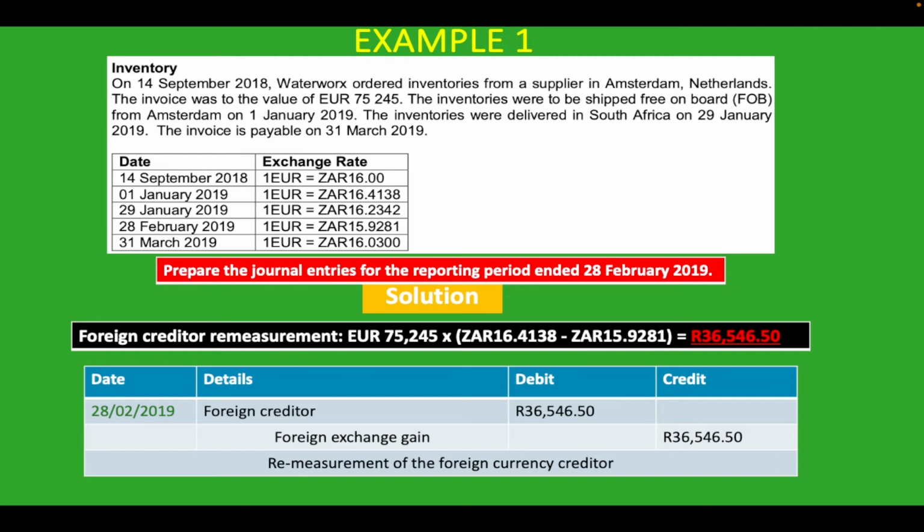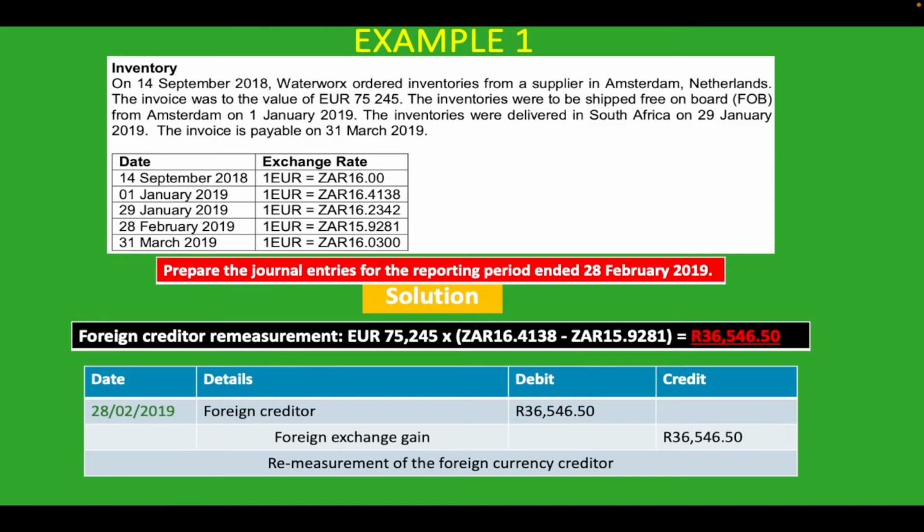Now you will see, if you are told to do a note to the balance sheet, what is my foreign creditor, or my accounts payable, going to be for the foreign creditor specifically in the balance sheet? It's going to be the €75,245 multiplied by the 15 rand 9281 cents. That will give me how much I owe them at year end. And you'll see that it will measure up to what I've put, because I initially recorded it at a higher amount. I've reduced it by what my foreign exchange gain is, and that will give me the net amount, which is exactly what I've just mentioned, by taking the euros multiplied by the spot rate at year end. That's the journal entry you pass at year end when you have not yet paid your foreign creditor.